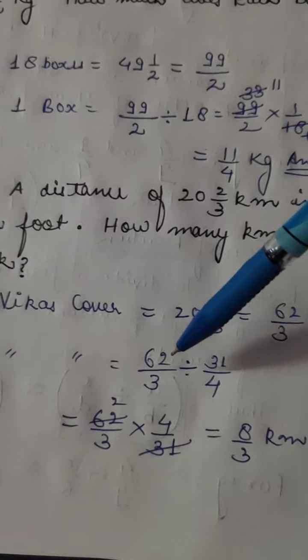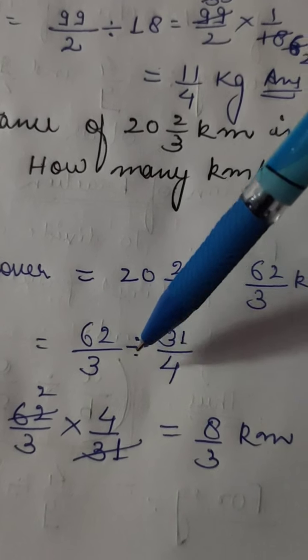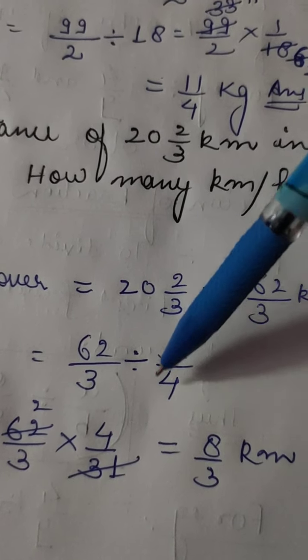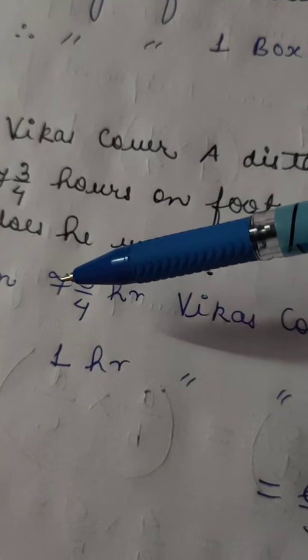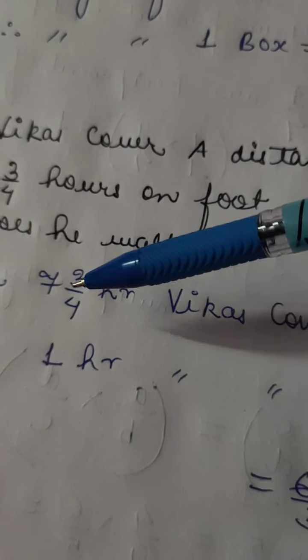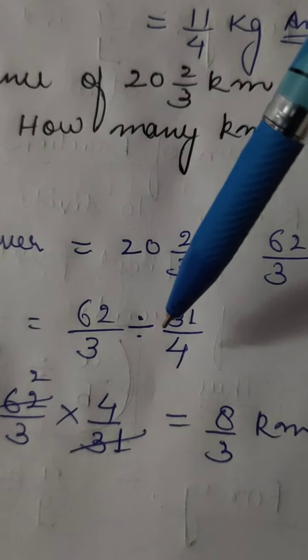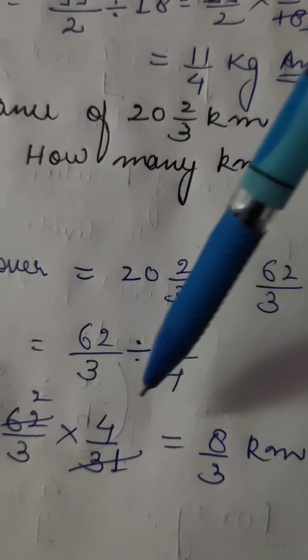Then what you have done: 62 by 3 divided by 31 by 4. Where does this 31 by 4 come from? We have converted this 7 3 by 4 into a normal fraction. 4 7s are 28, and 28 plus 3 is 31 by 4. So I have divided, and this equation comes.